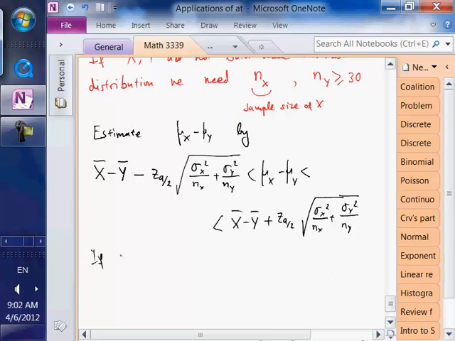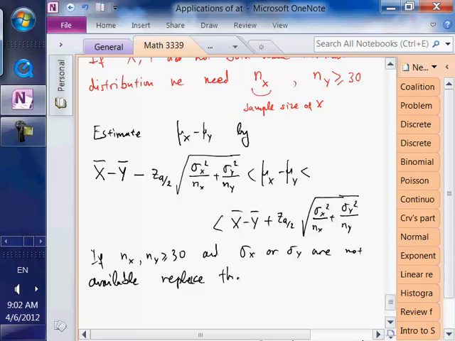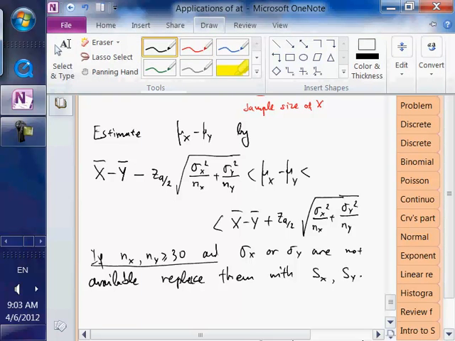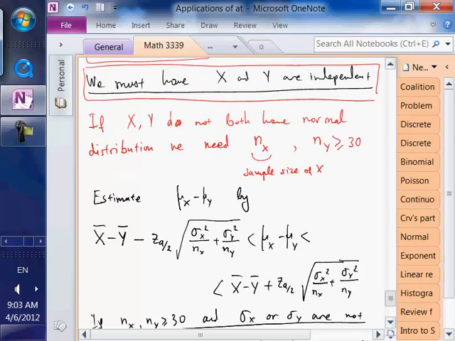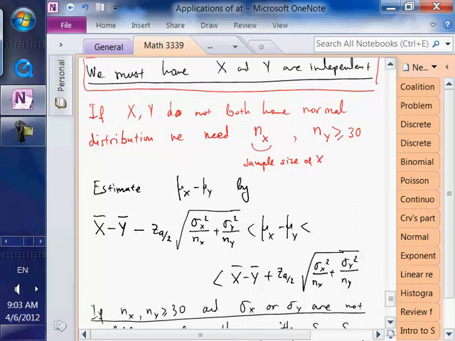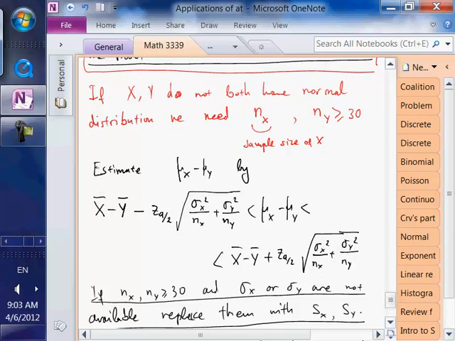Okay, and if an x and an y are both greater than 30 and sigma x or sigma y are not available, replace them with the sample variances, the sample standard deviations. So this is how we estimate the mean of the difference of two means when we're distribution agnostic and we have big sample sizes.